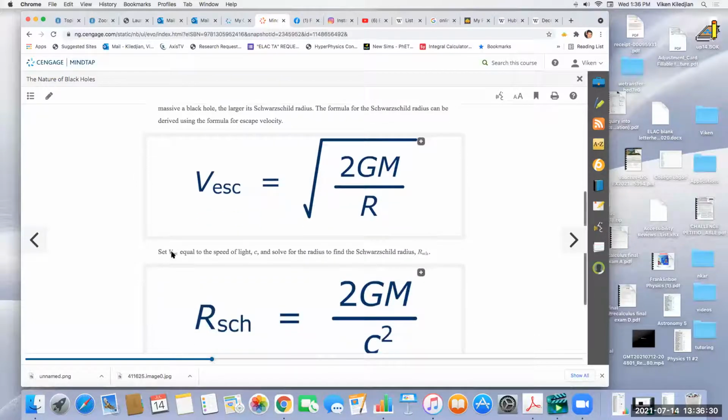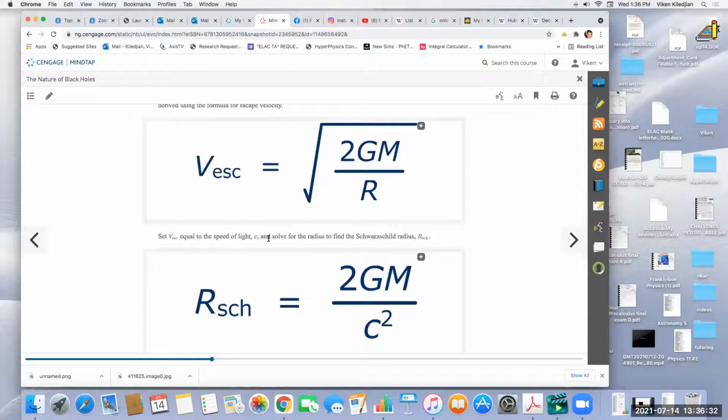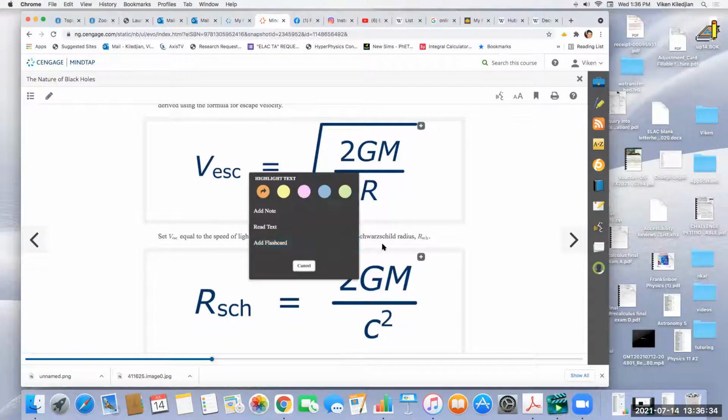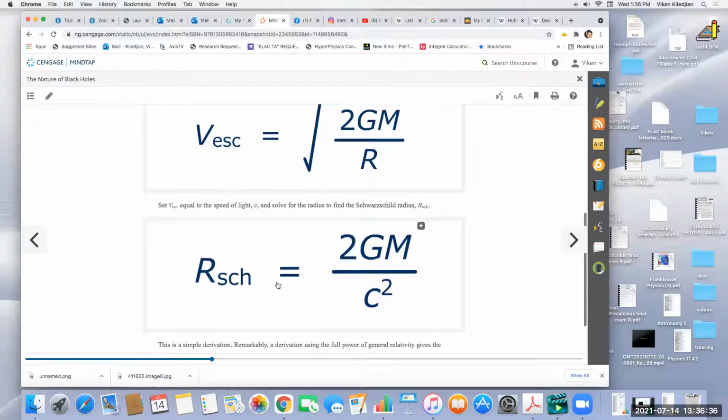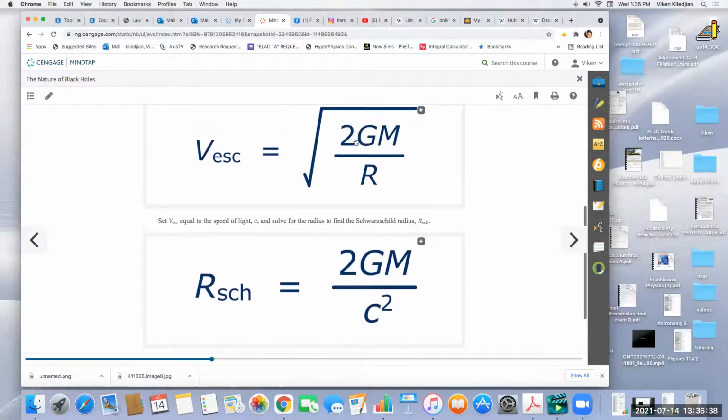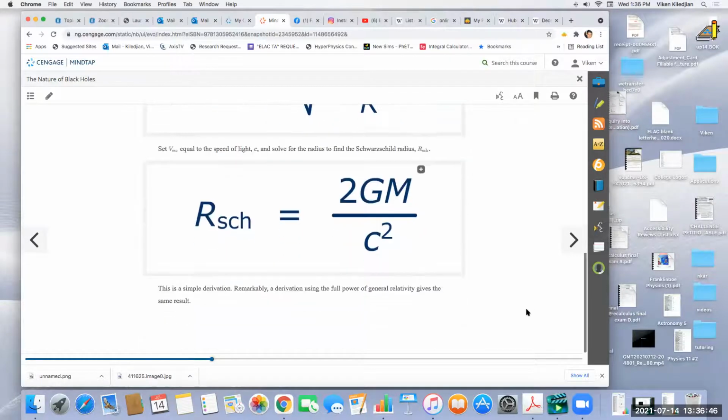So we set the escape velocity to the speed of light c, and then we solve for the radius to get the Schwarzschild radius. So you see this, when you square the square root, it gets rid of the radical sign, and then you get 2GM over c squared. This is a simple derivation. Remarkably, a derivation using the full power of general relativity also gives you the same result.